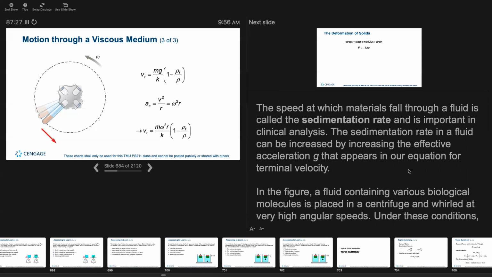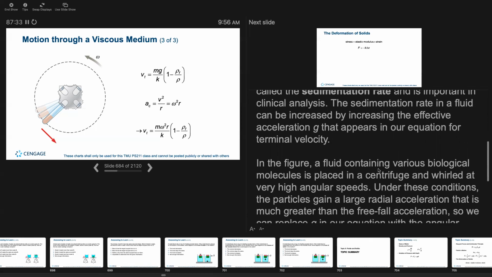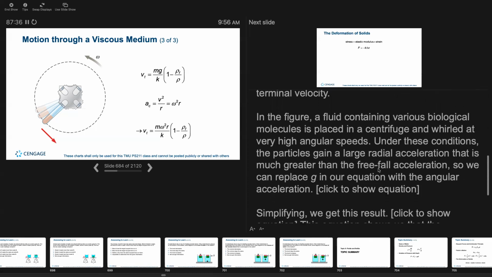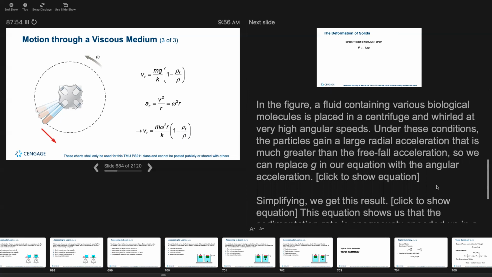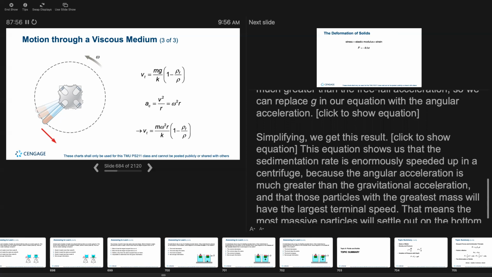The sedimentation rate in a fluid can be increased by increasing the effective acceleration g that appears in our equation for terminal velocity. In the figure, a fluid containing various biological molecules is placed in a centrifuge and whirled at very high angular speeds. Under these conditions, the particles gain a large radial acceleration that is much greater than the free fall acceleration, so we can replace g in our equation with the centripetal acceleration. Similarly, we get this result.